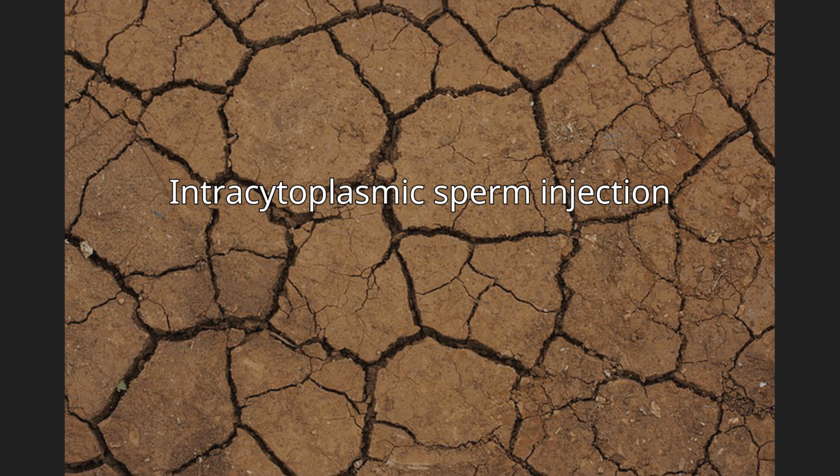Intracytoplasmic sperm injection. The ICSI technique is used in case of poor semen quality, low sperm count or failed fertilization attempts during prior IVF cycles. This technique involves an injection of a single healthy sperm directly into a mature egg. The fertilized embryo is then transferred to the womb.